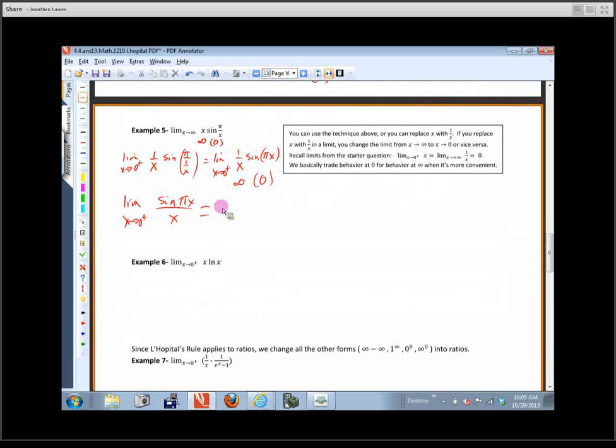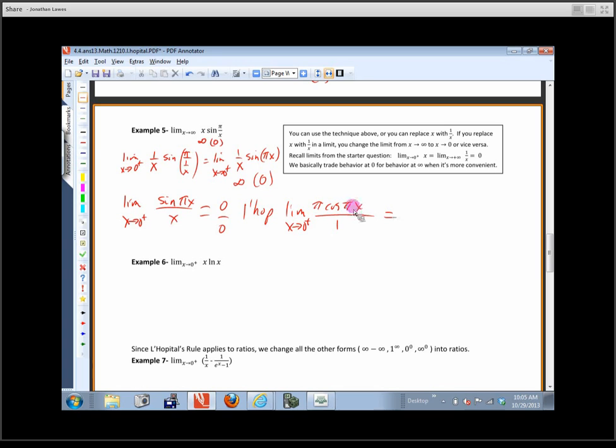Because if I plug in a 0, I get 0 over 0. Notice I've traded an indeterminate form where you can't use L'Hopital's rule for an indeterminate form where you can use L'Hopital's rule. So we're going to cite that we're going to use L'Hopital's rule. We're going to find the derivative of the top, which is pi cosine pi x over 1. And then we're going to take the limit as x approaches 0 from the positive side.